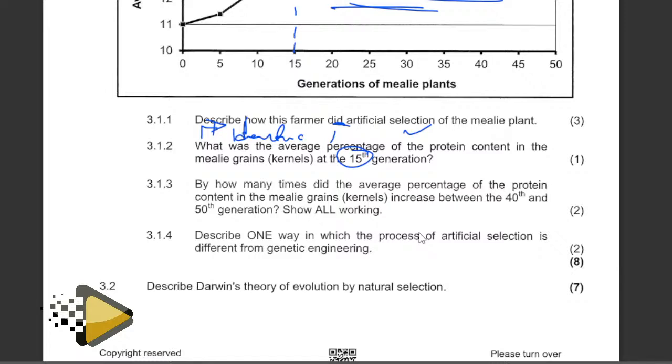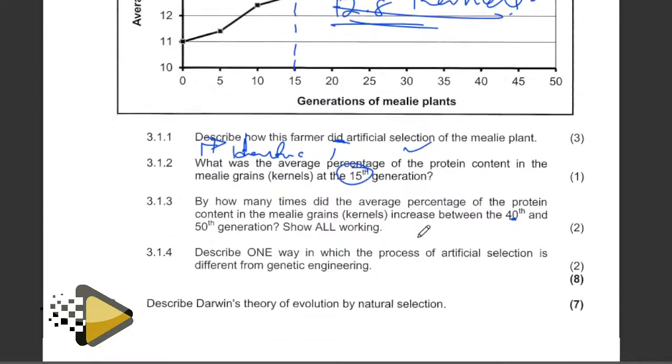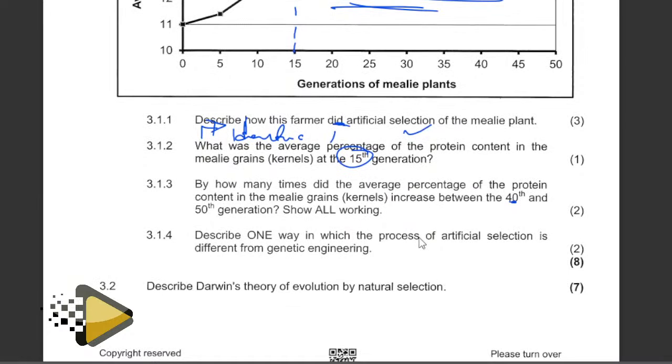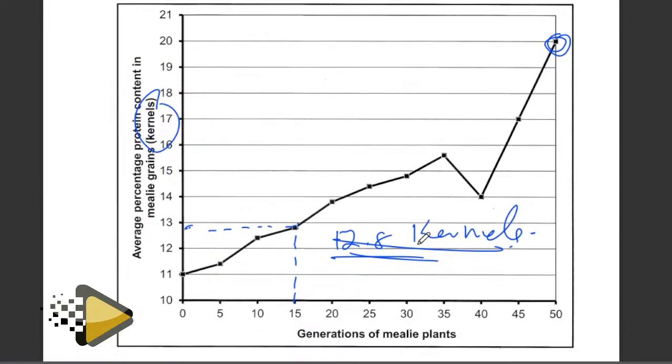By how many times did the average percentage of protein content in meal grain increase? They are looking for the percentage increase. They have brought the question again: by how many times? Okay, the average percentage of protein increased between 40 and 45.